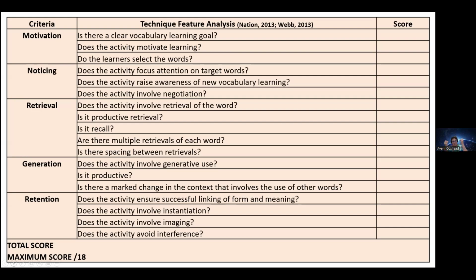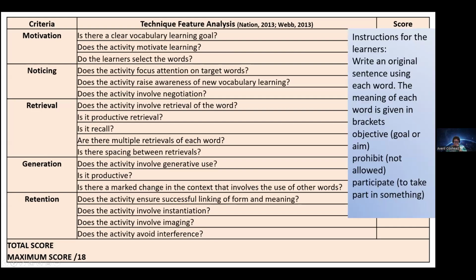Last is around that retention of memory. Is there a successful linking of form and meaning? Does it involve examples? Does it involve images? And do the words interfere in any way? So interference means if there are words that look the same or sound the same, then it's easy to mix them up. Or if they are opposites of each other, it's easy to mix them up. So you've got these 18 questions.